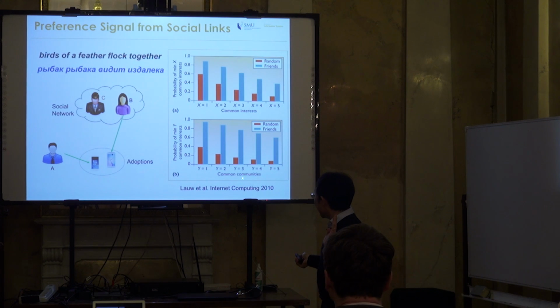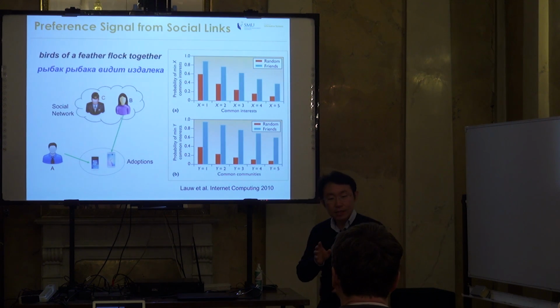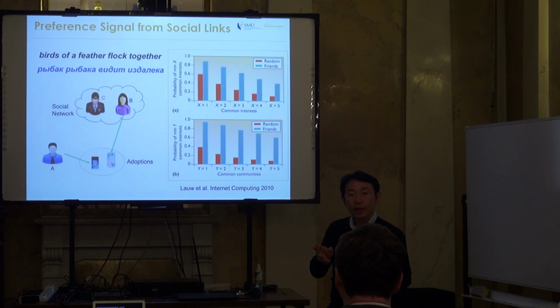Okay, so the idea then is to look at whether that is really true: if you take any two people at random, how much common interest do they have? And if you take two people who are related socially, how many common interests do they have?